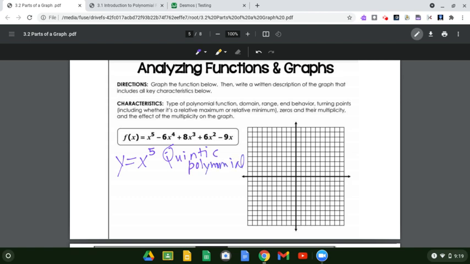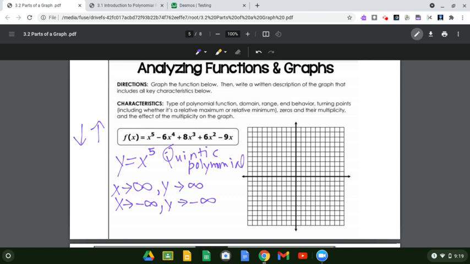It is a positive leading coefficient with an odd degree. So again, from our chart yesterday, we know that's down then up behavior, end behavior. So as x is going towards positive infinity, y will be going towards positive infinity.